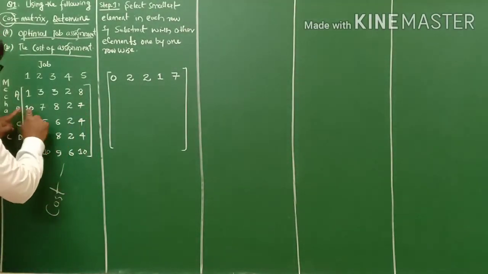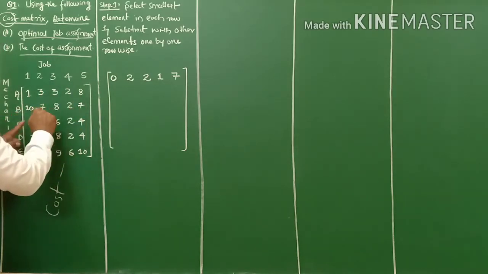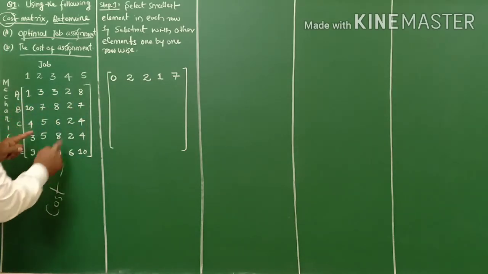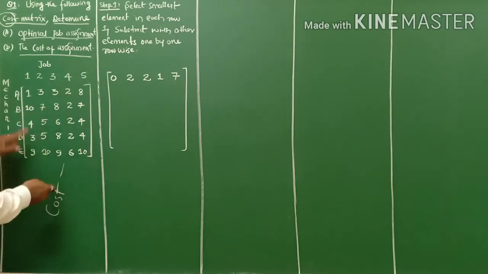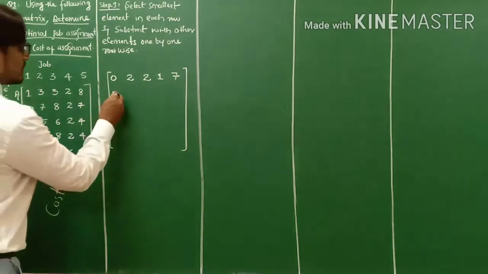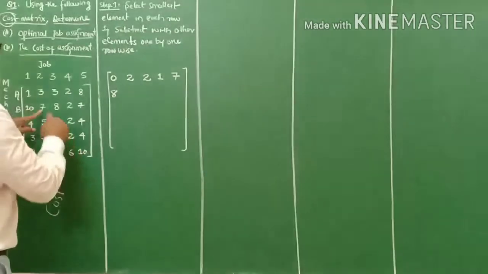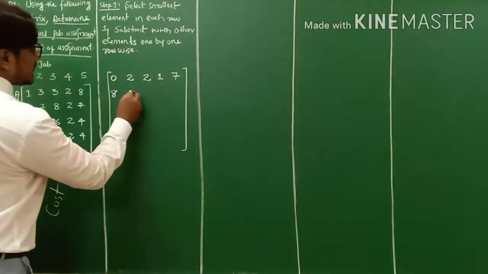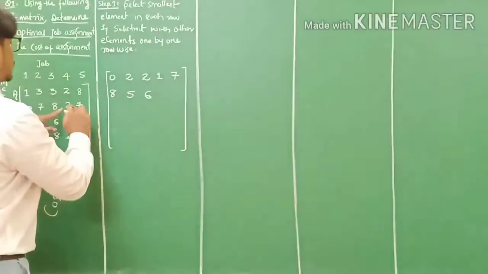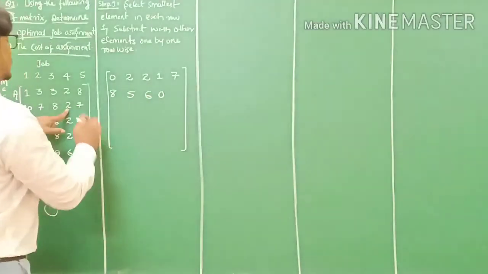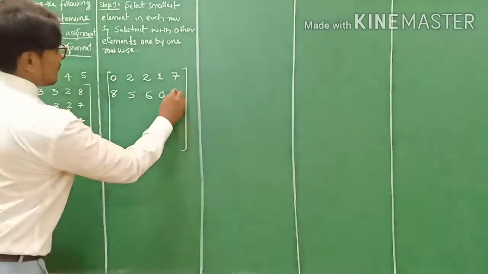See, if I select this row, now I need to select the smallest element. So the smallest element is 2, and subtract it from the other elements. So 10 minus 2, friends, it is 8. 7 minus 2, it is 5. 8 minus 2, 6. 2 minus 2, 0. 7 minus 2, 5.